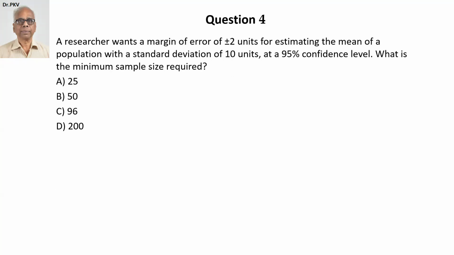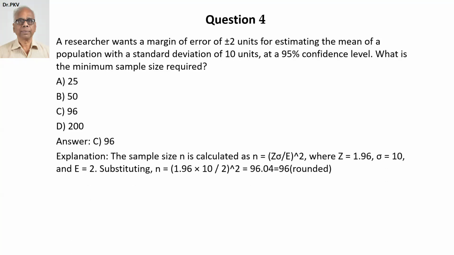Question 4. A researcher wants a margin of error of plus or minus 2 units for estimating the mean of a population with a standard deviation of 10 units at a 95% confidence level. What is the minimum sample size required? A, 25, B, 50, C, 96, D, 200. The answer is choice C, 96.